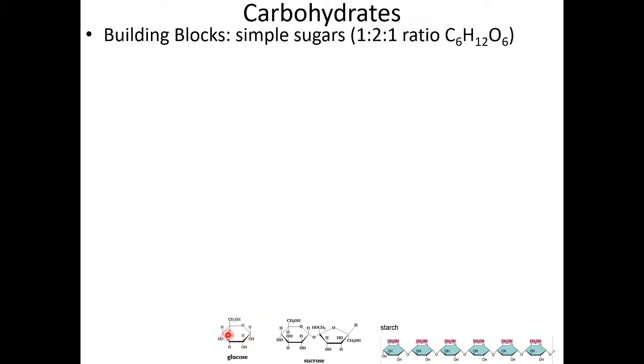We call them sugar rings. Okay. And so we would say this is a sugar ring or a simple sugar. These are the building blocks. You add a bunch of them together, you get a long chain of those sugar rings. That's the polymer form of a carbohydrate. This is the monomer form of a carbohydrate.